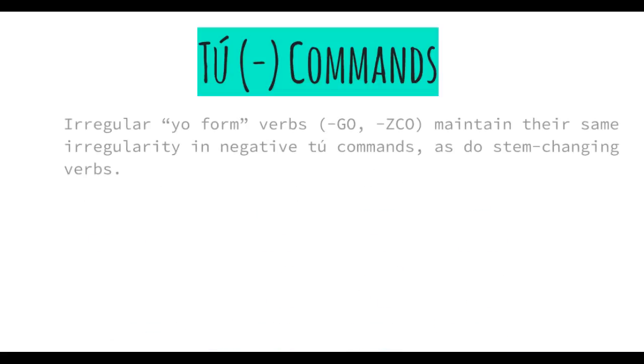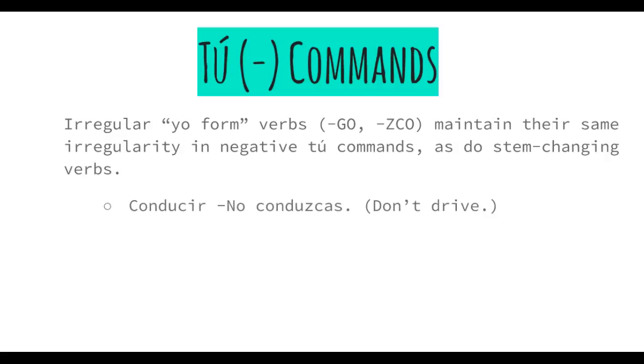A little bit more on negative tú commands. Irregular yo form verbs like the GO verbs and ZCO verbs that we reviewed maintain their same irregular patterns in negative tú commands, and so do stem changing verbs. Here's a couple of examples. The verb conducir, which is a ZCO verb, if I wanted to put that into a negative tú command, I would say no conduzcas, don't drive. An example of a GO verb, decir, I would say no digas, don't say or don't tell.